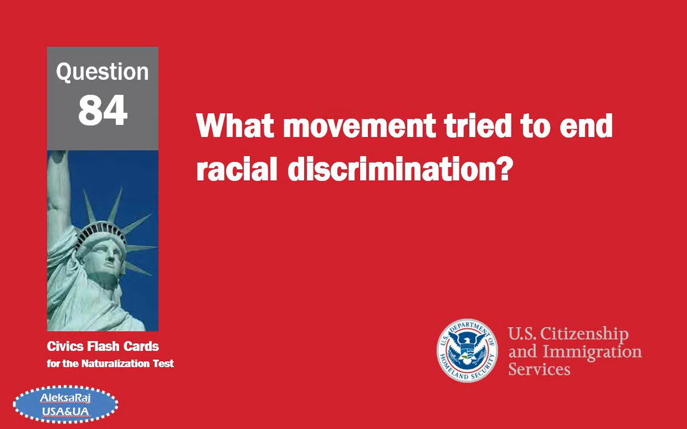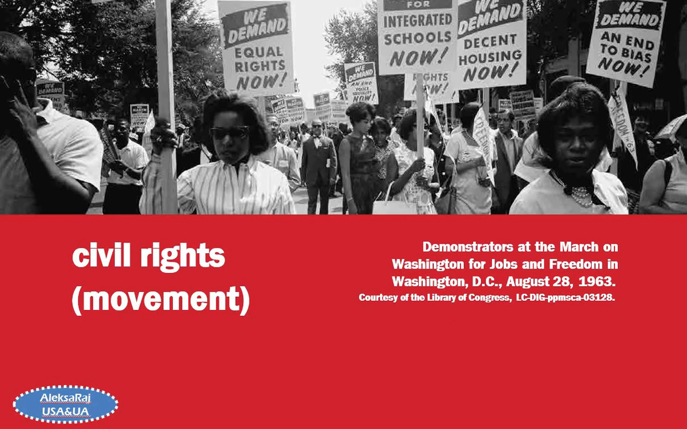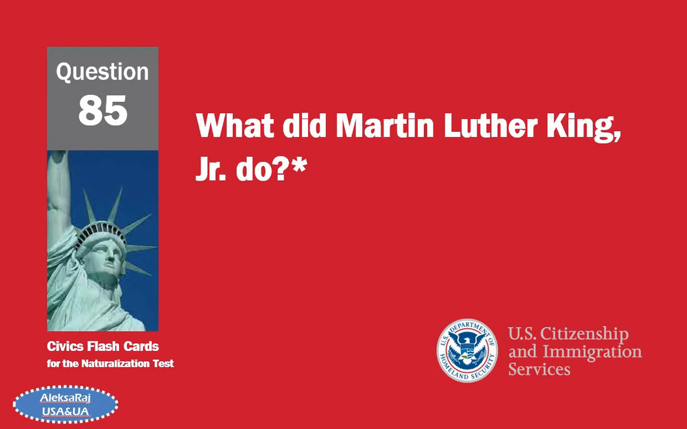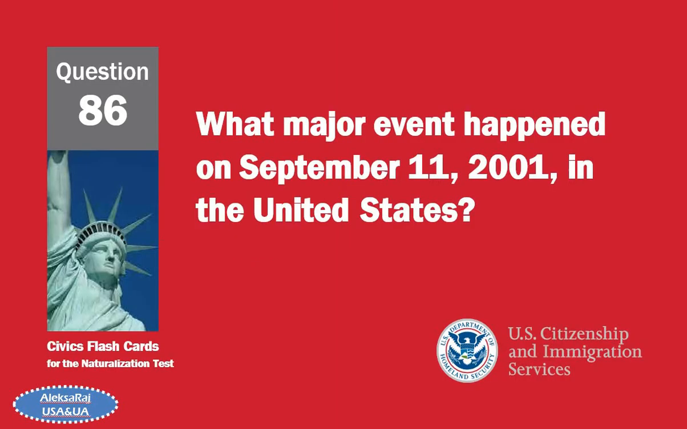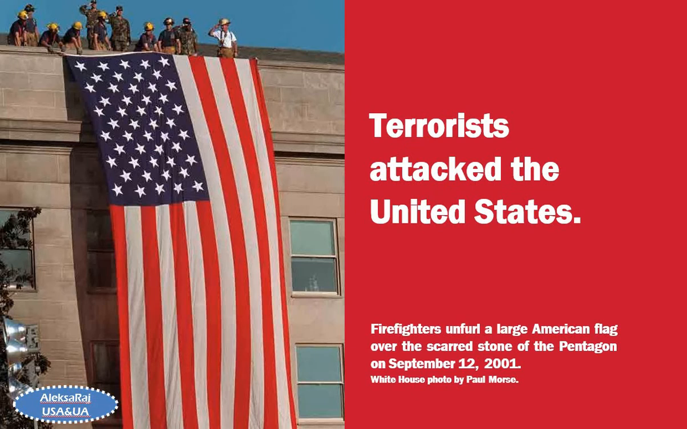What movement tried to end racial discrimination? Civil Rights Movement. What did Martin Luther King do? Fought for civil rights, worked for equality for all Americans. What major event happened on September 11, 2001 in the United States? Terrorists attacked the United States.